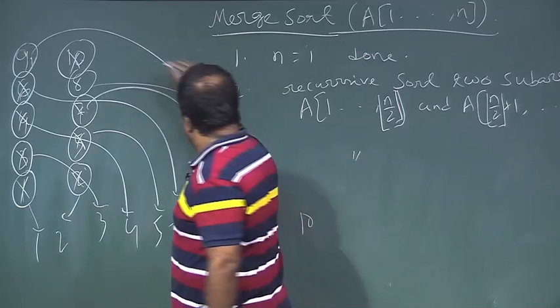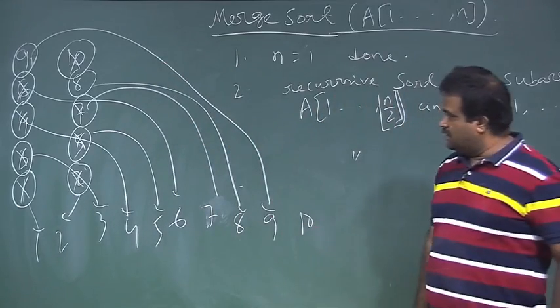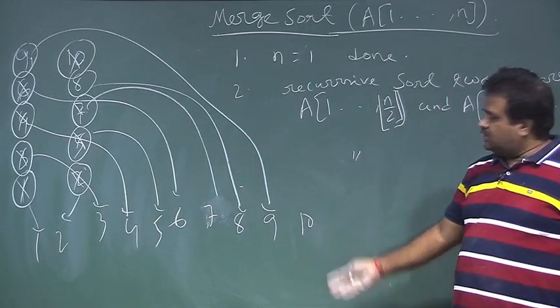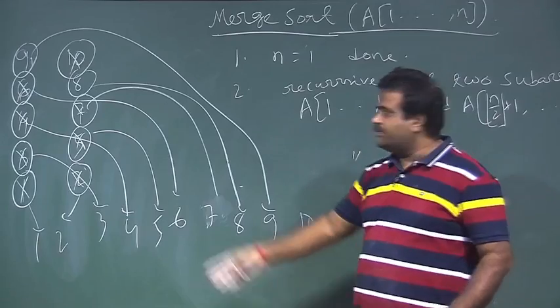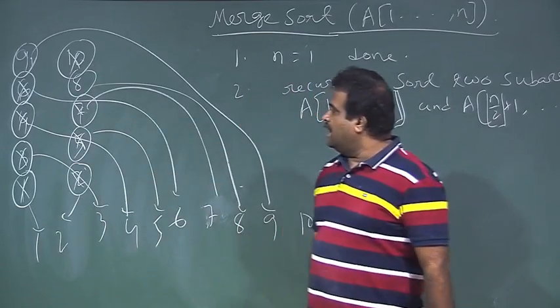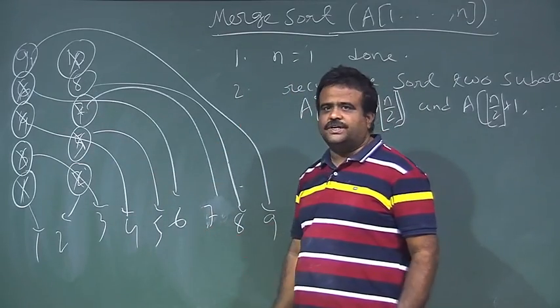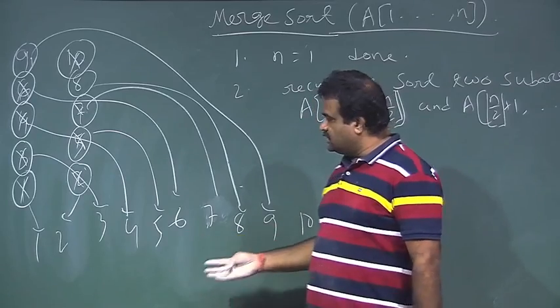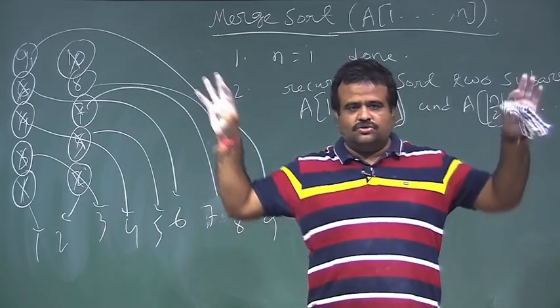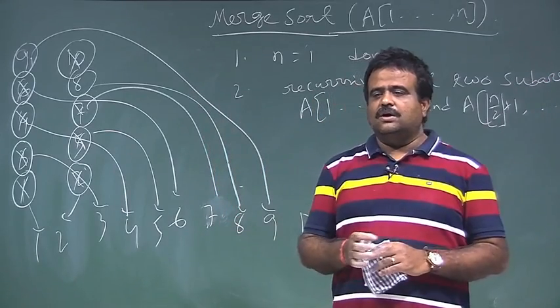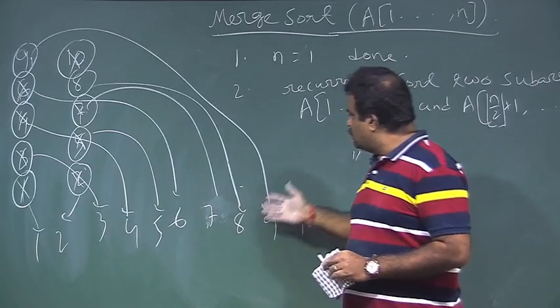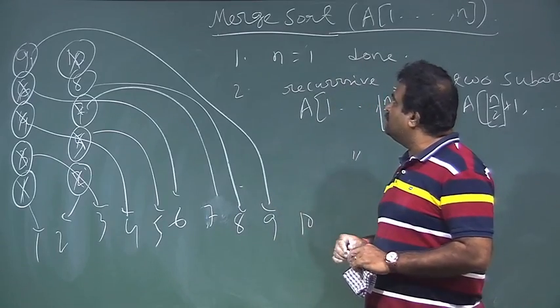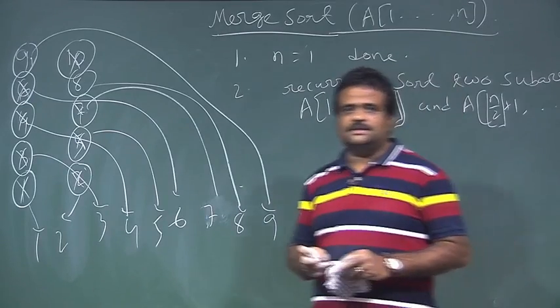So, this is the merge subroutine. Basically we have two sorted arrays, and merge takes these two sorted arrays as input and gives us the whole sorted array. We will talk about the time complexity and the space complexity of this algorithm in the next class. Thank you.